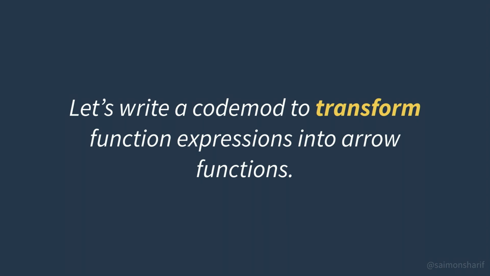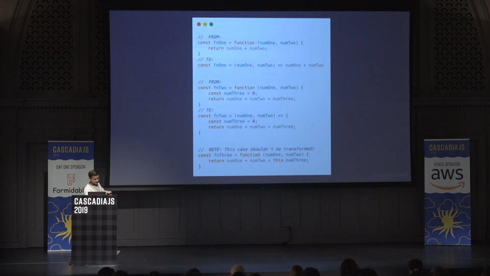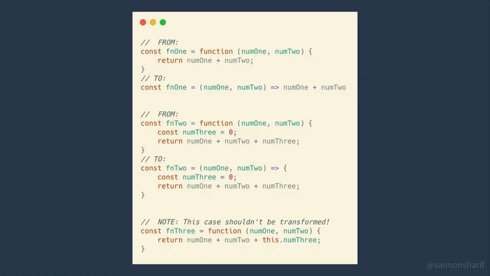Here's a more realistic example. We're going to write a code mod together to transform function expressions into arrow functions. Arrow functions are pretty hip, so we're going to go with those. The first step in actually writing a code mod is determining which cases we want to support in our transformation. We don't have to handle every single case, and there are plenty of cases that we just can't handle. So using these three functions as examples, let's talk through our thought process.